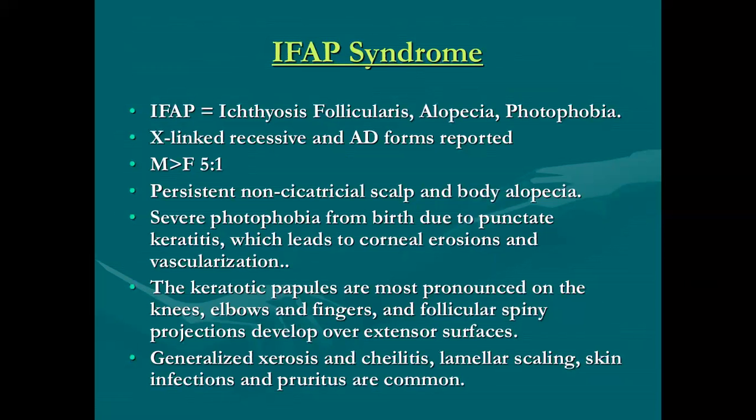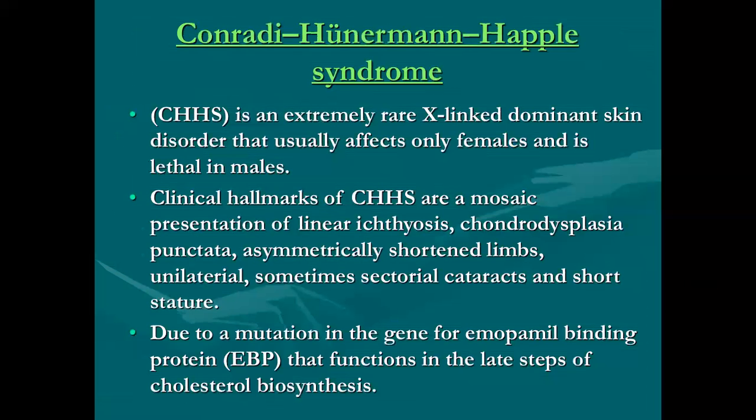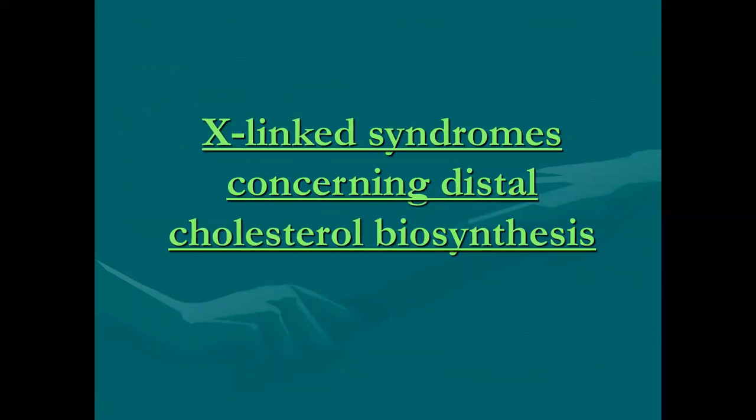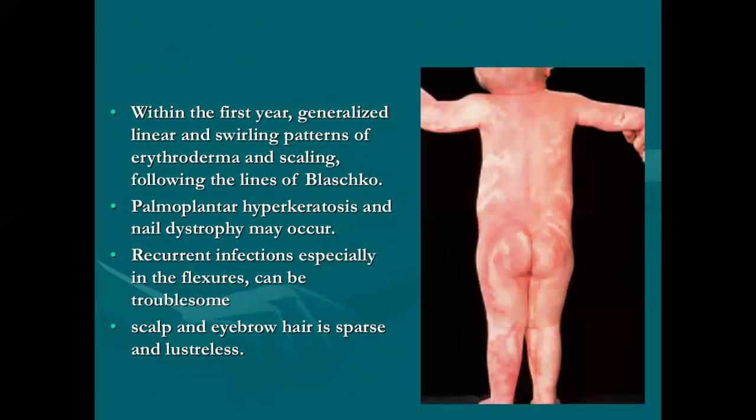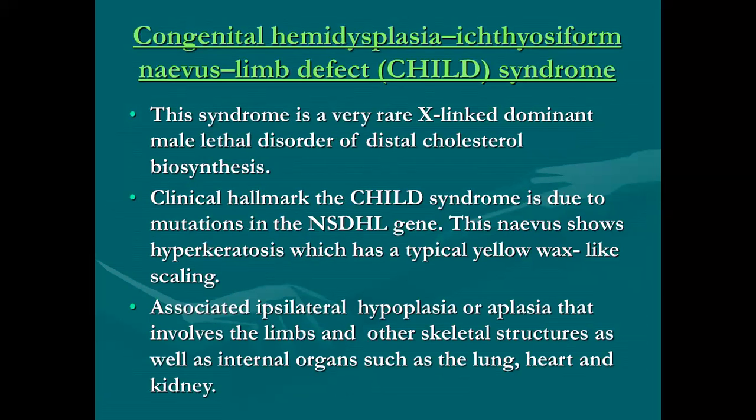So, to summarize the disorders which are characterized by X-linked inheritance and have a defect of distal cholesterol biosynthesis, in all these disorders, in addition to the different types of ichthyosis, there will be some skeletal defect and eye involvement. Ichthyosis is a little different in these syndromes. For example, in Conradi-Hünermann-Happle syndrome, the ichthyosis is linear in the Blaschkoid fashion, while in CHILD syndrome, the ichthyosis is characterized by typical yellow waxy-like scaling.